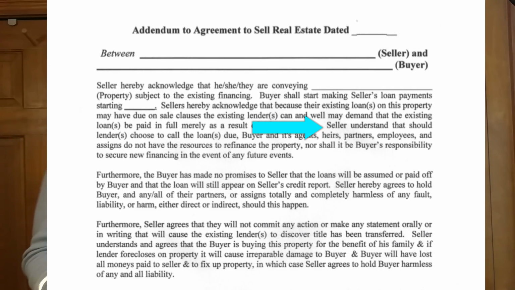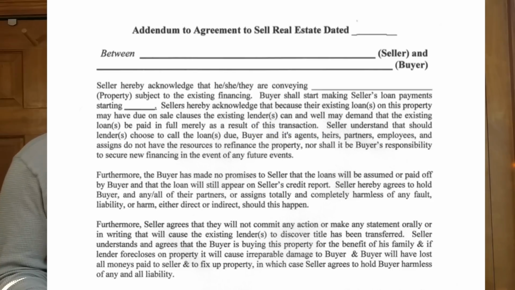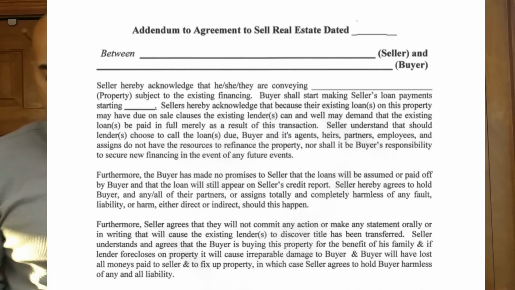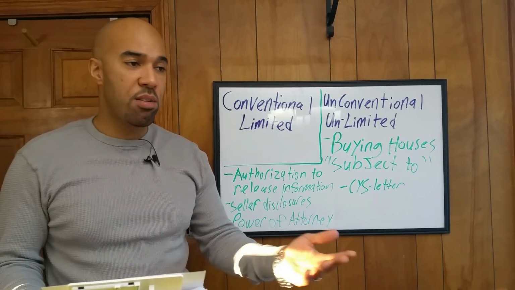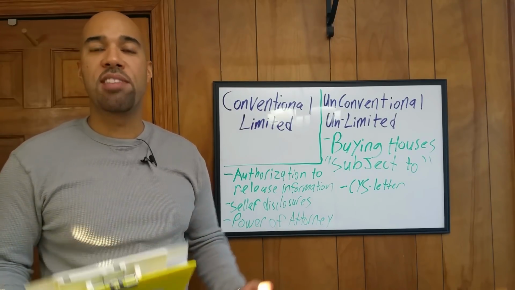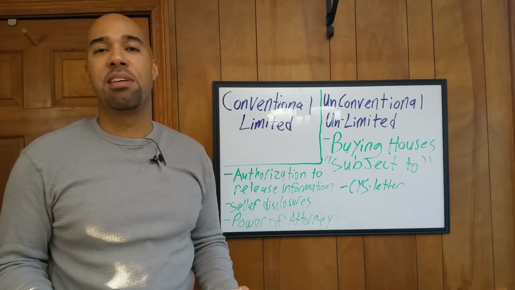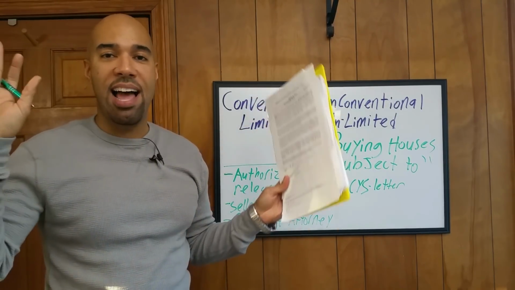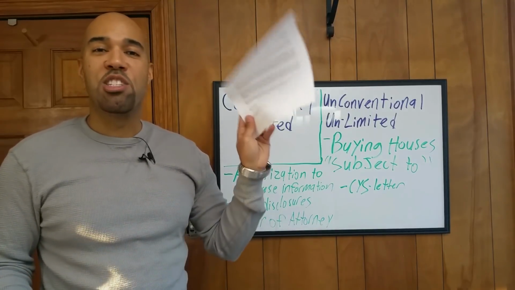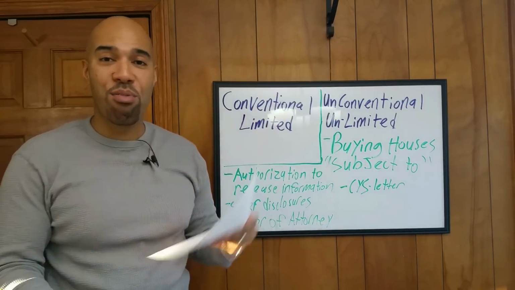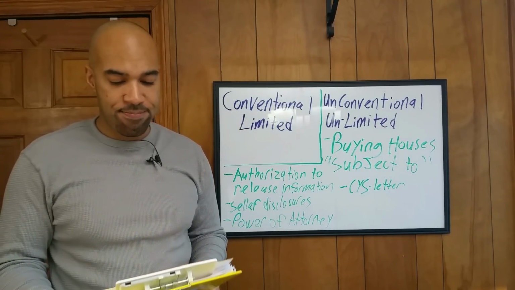Yes. Seller understands that should lender choose to call the loan due, buyer and its agents do not have the resources to refinance the property, nor shall it be buyer's responsibility to secure new financing. All right, so all we're saying is, listen, if you tell them that you agree that we're taking over the payments, and there could be a possibility that they call the loan, and we're not liable if they call that loan. We don't want to have any liability on us, especially since you're explaining it to them and they're signing off right there, all right?